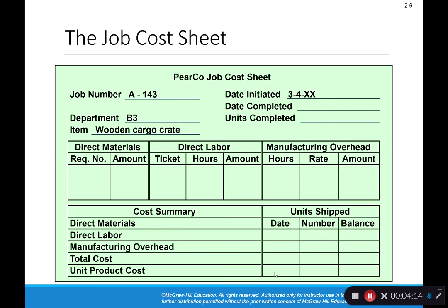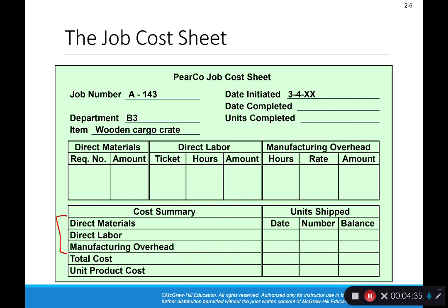So how do companies track the jobs that they incur for a particular project or job? Well, they use what's called a job cost sheet. And this job cost sheet may look intimidating, but it really isn't. All it really is going to do is summarize the costs that are incurred for a particular job or product. And those three fundamental costs are direct materials, direct labor, and overhead.